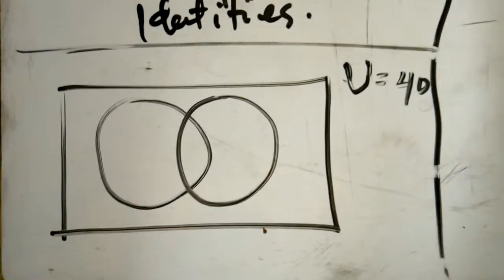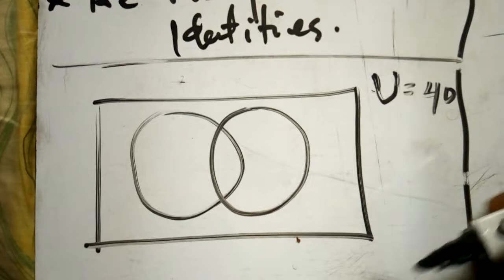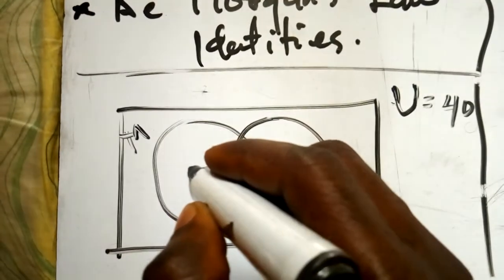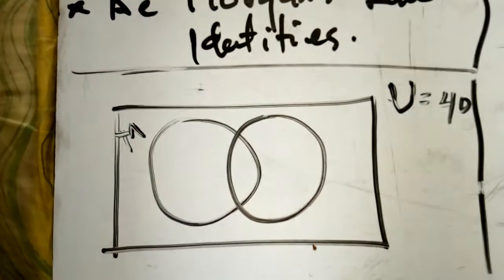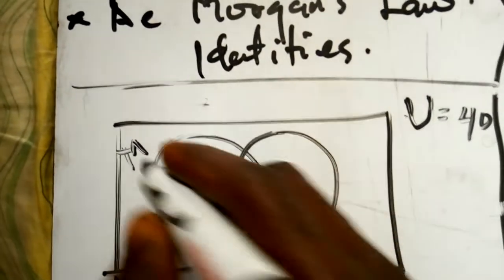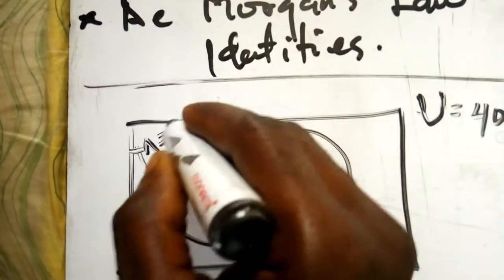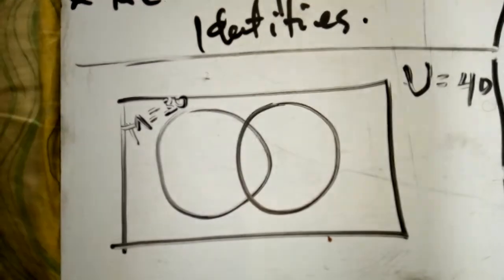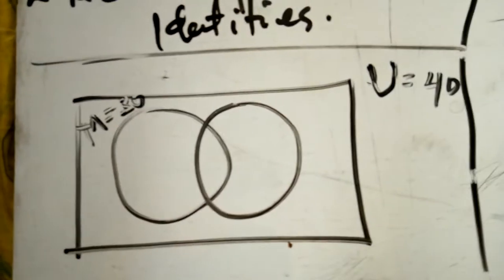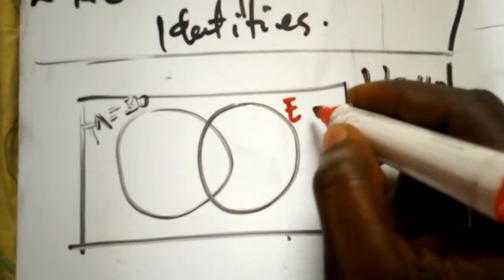And then the second sentence says that 30 read mathematics. That should be the first part. Let's represent that by capital M, the initial of the subject. So 30 read mathematics, 30 over here. And then let's move on. We have another one followed by that: 20 read English. The initial of English is E, which is what?